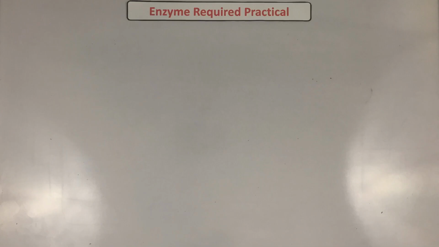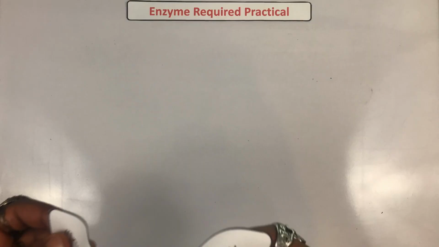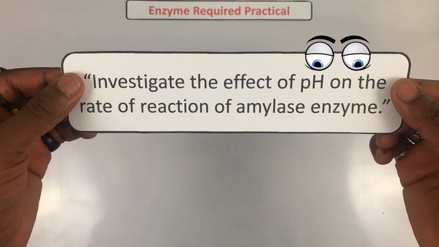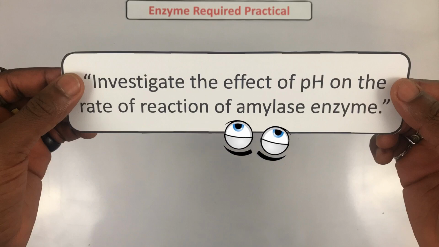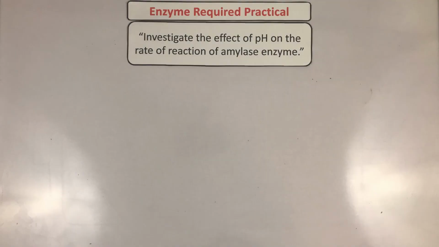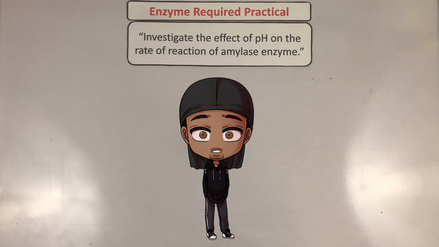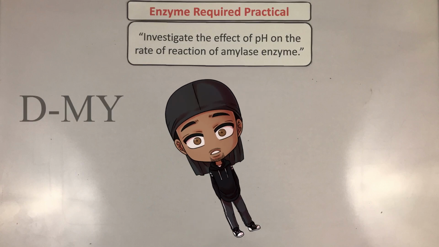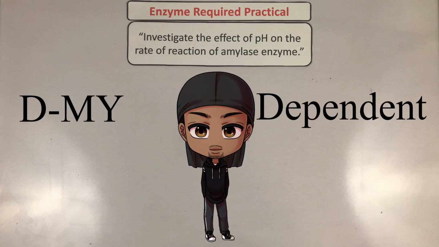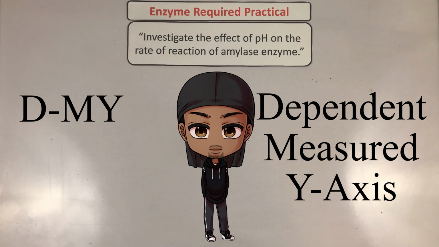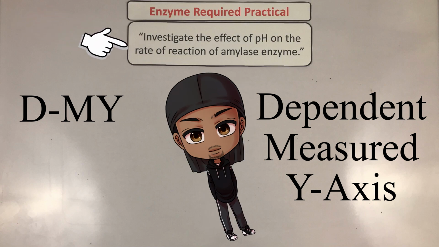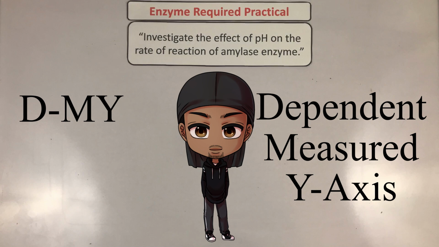For your required practical, you are likely going to investigate the effect of pH on the rate of reaction of amylase enzyme. Jaden, remind us what our variables are. That's my thing, innit? Yeah? Dependent, measured, y-axis. Cool. So what are we measuring in this experiment? The amylase, innit? Yeah, but what about the amylase? Look at the statement again. The rate of reaction. Very good. We're measuring the rate of reaction of the amylase enzyme.